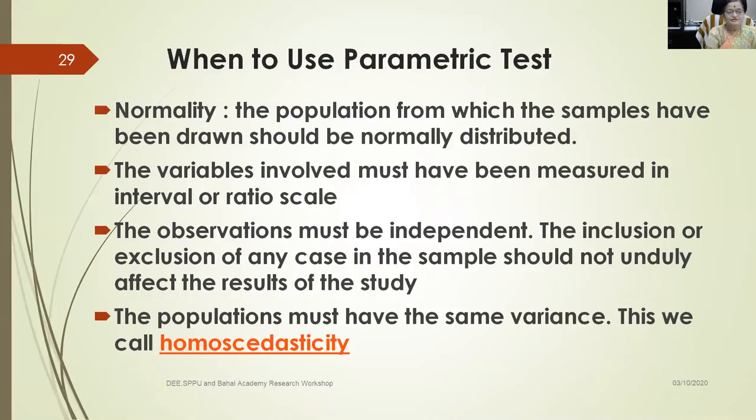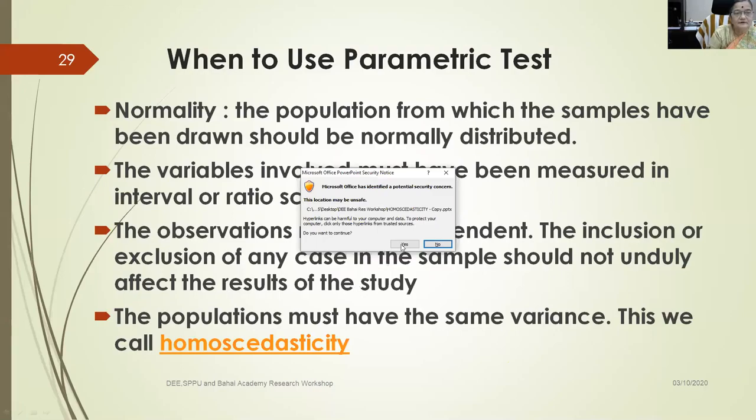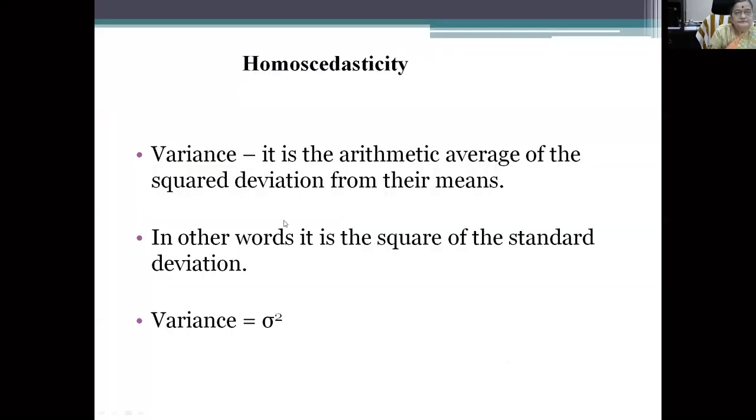The populations must have the same variance. This we call homoscedasticity. Homoscedasticity means, homo means same and scedasticity means scattering. So the scattering should not be too much is a condition.